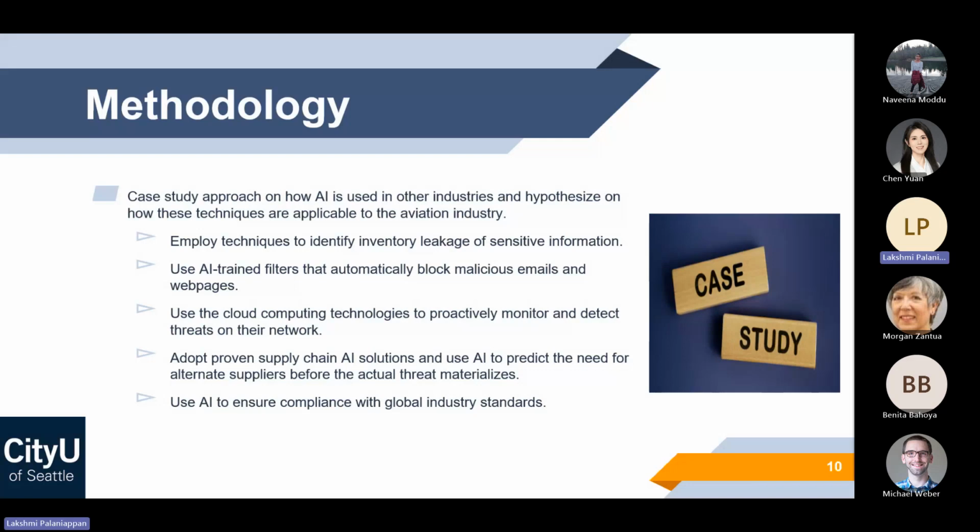Considering the scope and the time of the study, we employed a case study approach because it is the most suitable for the study. The collective case study approach provides a chance to collect information on strategies and methods on how AI is used in other industries and hypothesize on how these techniques are applicable to the aviation industry. In the following slides, I will provide specific examples on how AI is used in financial, healthcare, education, manufacturing, and defense industries, and how these techniques can be adopted in the aviation industry to be more resilient.